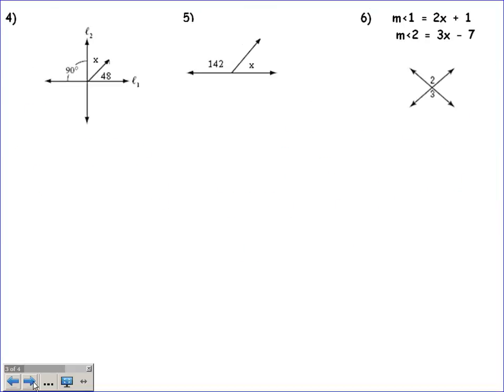Number 4. What in the world is going on with number 4? What is that called?